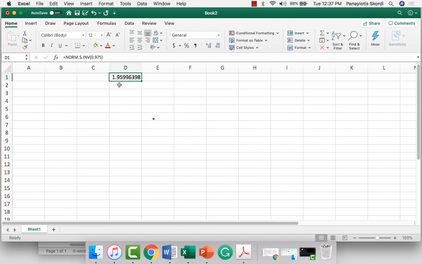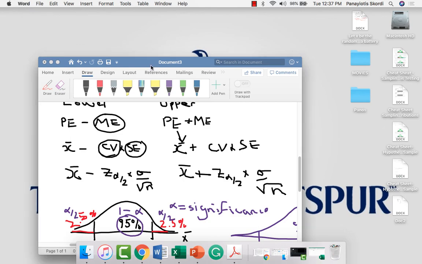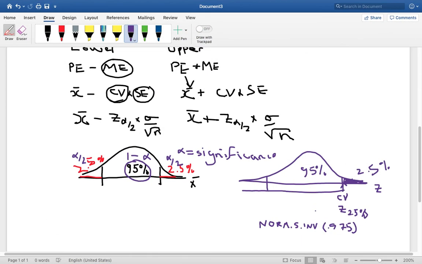That gives us 1.96. So this equals 1.96, which is interesting because the empirical rule says that to generate a 95% interval, or to grab 95% of the observations, you must add approximately 2 standard deviations. And that was an approximation. The actual figure you must add is 1.96 standard deviations.